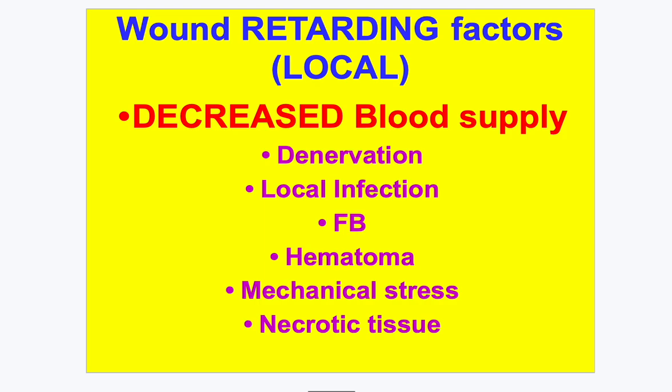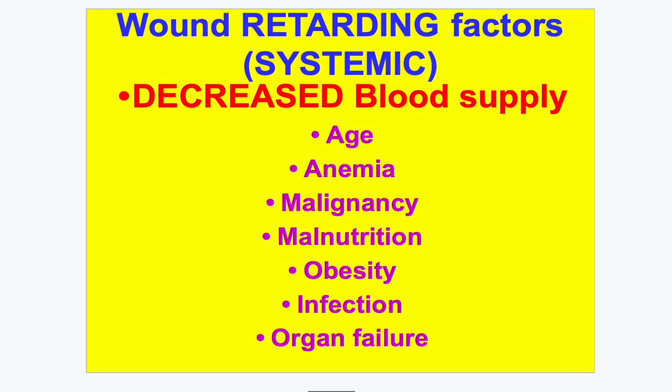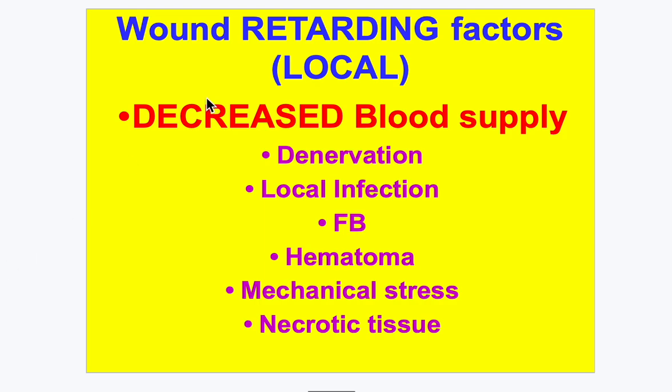So wound retarding factors, no, decreased blood supply, denervation, local infection, no, hematoma, mechanical stress, and necrotic tissue. Okay. So anong pag ito local, no, nag stop siya ng healing, no, decreased blood supply, no, hindi first of all, hindi nakakaabot ang blood doon. So, paano siya mag-heal, no? So, ayan. Bakit hindi nakaabot ang blood? Denervation, may local infection, hematoma, mechanical stress, necrotic tissue. No? Pwede clarify sa mga meaning sa FB.